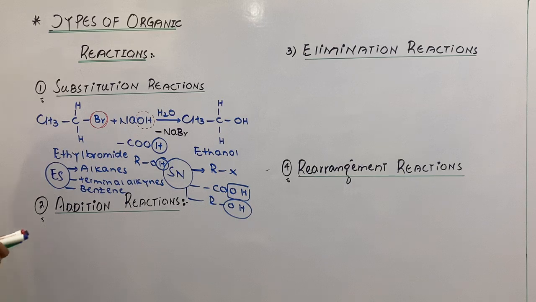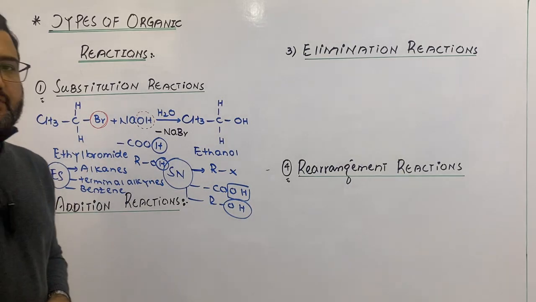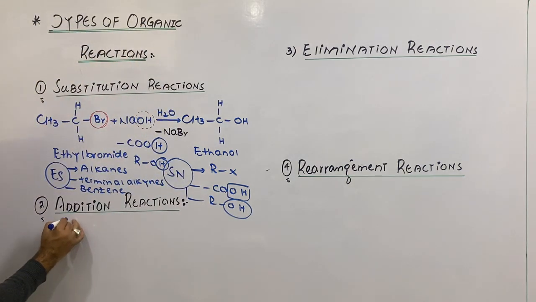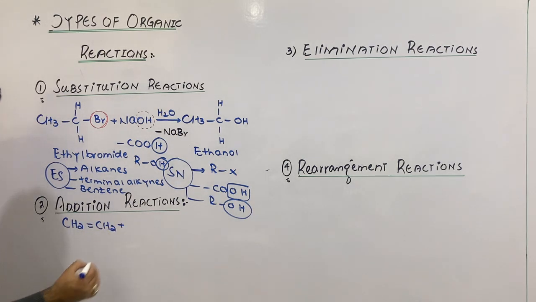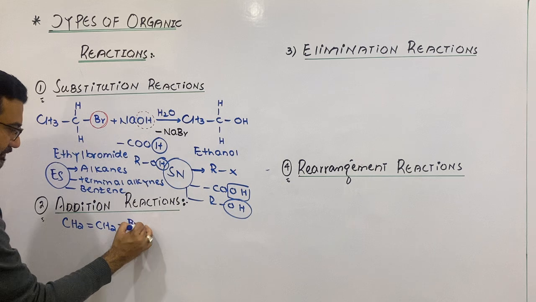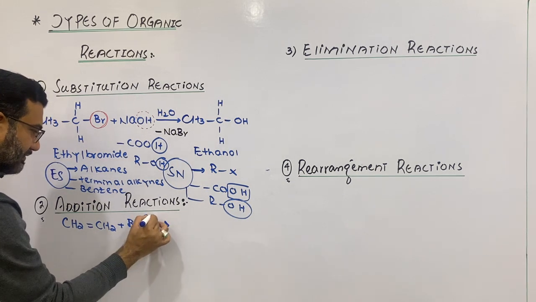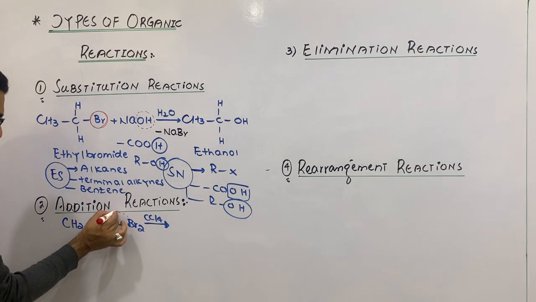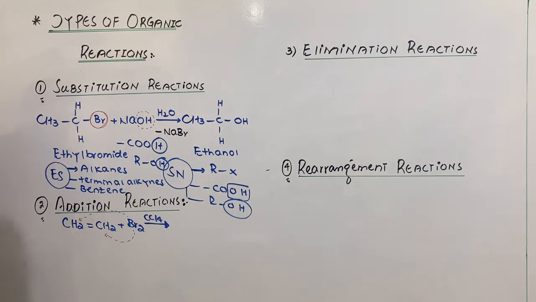Now the next one are the addition reactions. They are very simple reactions. They are just shown by unsaturated compounds having multiple bonds. For example, if we have an ethene molecule, and this ethene molecule is brominated in the presence of the solvent carbon tetrachloride. My dear students, in that case, there are two bromine atoms. One bromine atom will get attached to this carbon, the other bromine atom will get attached to this carbon atom.